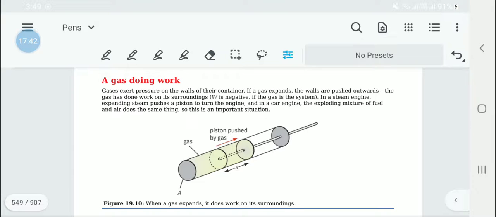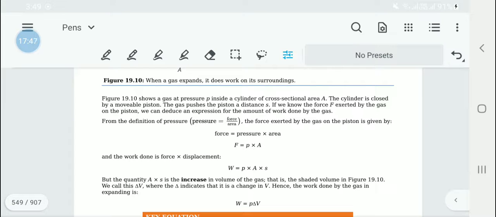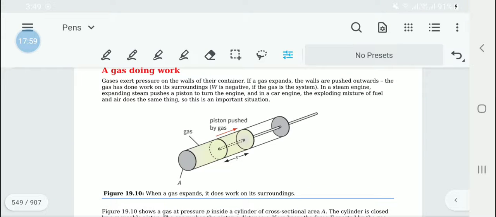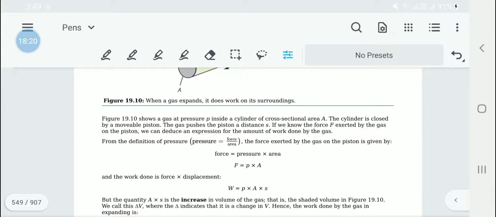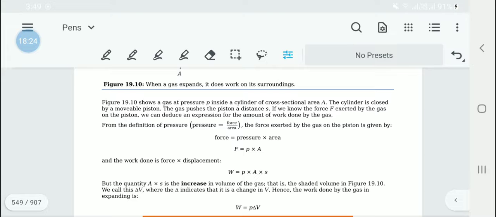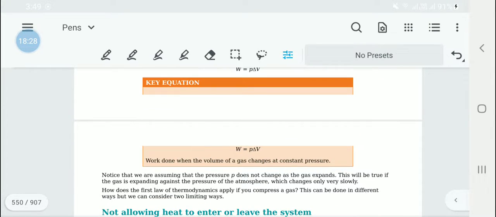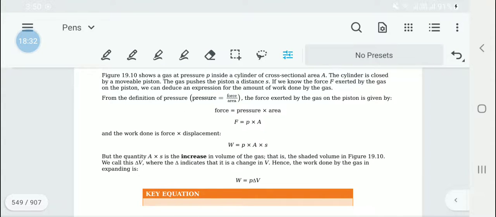Leave a line and write. When a gas does work, the pressure results in a force being applied on a particular area. Through that, we can develop an important equation. Leave a line and write. Pressure equals force over area. Then from that, F equals P into A.